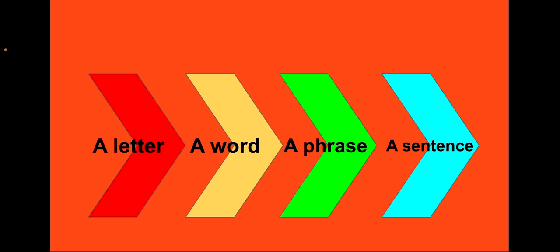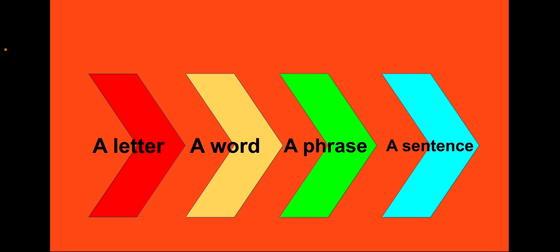Then the next thing is a word. A word is a group of letters which has a meaning or which shows something. For example, love. When there are four letters put together, it has a meaning, right? And then it can also show something, like book. When I say book, you can imagine a book there.